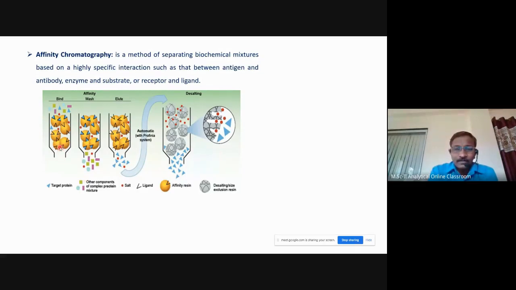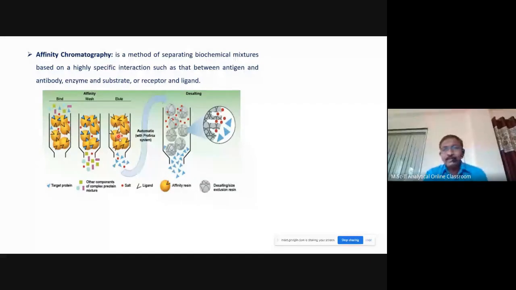So if you observe, this is the column which has the components, a complex protein mixture, and some salts are also there. Then we have to wash with that process. Then if you observe, this has affinity, suppose we say this is the target protein, it has affinity with this affinity resin. So only that target protein can be attached to this resin, while the rest of the things are separated out, or they move along with the mobile phase. And that's why we can observe they are separated out. And then by using an eluting system, we can remove that attached target protein, and it can be separated out.